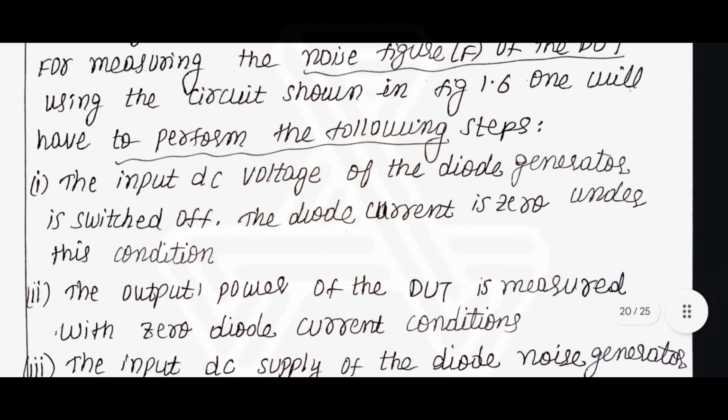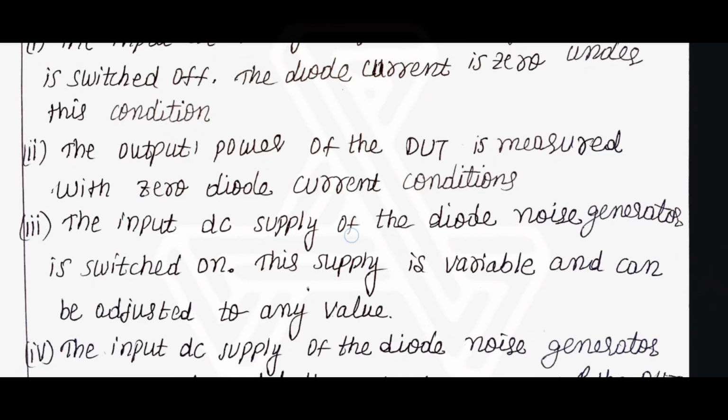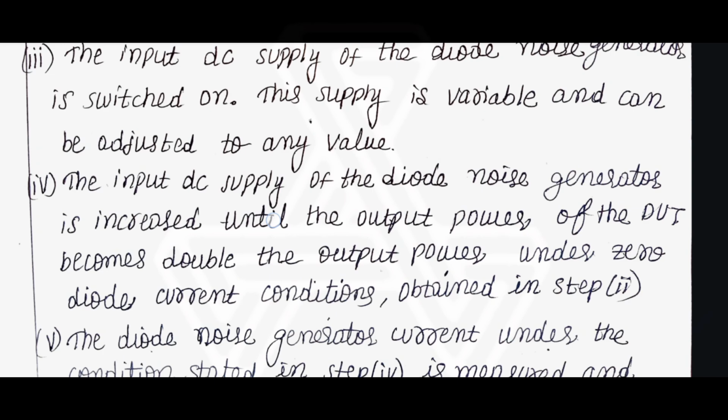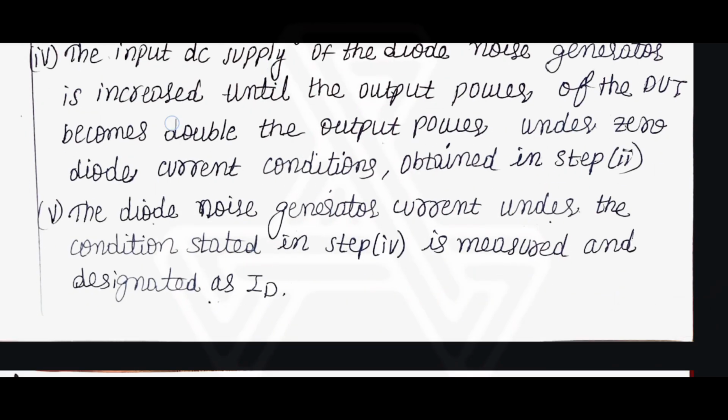The input DC voltage of the diode generator is switched off. Now diode current is 0 under this condition. The output power of the DUT is measured with 0 diode current condition. Input DC supply of the diode noise generator is switched on. The supply is variable and can be adjusted to any value. The input DC supply of the diode noise generator is increased until the output power of the DUT becomes double the output power under 0 diode current condition obtained in the step 2. Now the diode noise generator current under the condition stated in step 4 is measured and designated as ID.